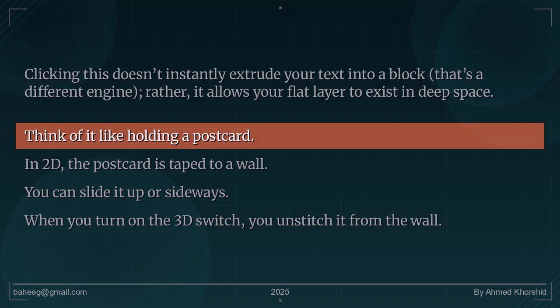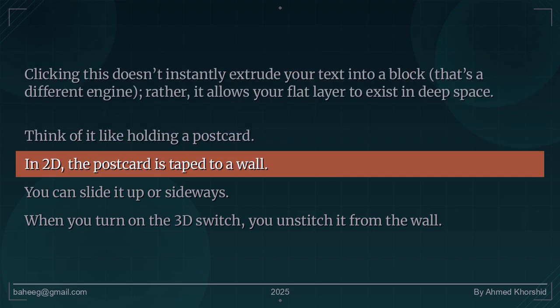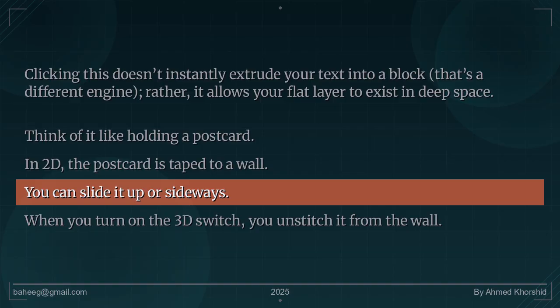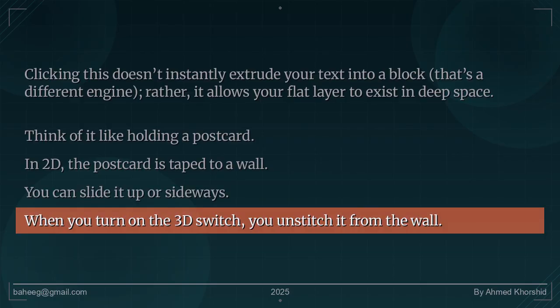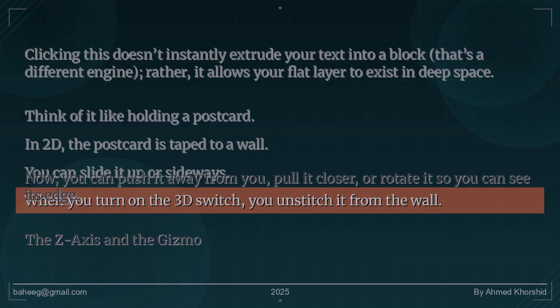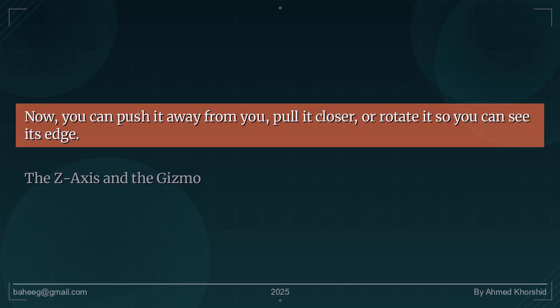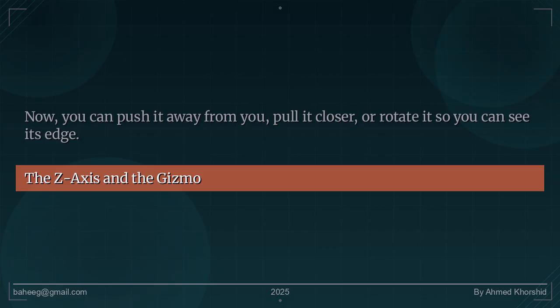Think of it like holding a postcard. In 2D, the postcard is taped to a wall. You can slide it up or sideways. When you turn on the 3D switch, you unstitch it from the wall. Now, you can push it away from you, pull it closer, or rotate it so you can see its edge. The Z-axis and the gizmo.